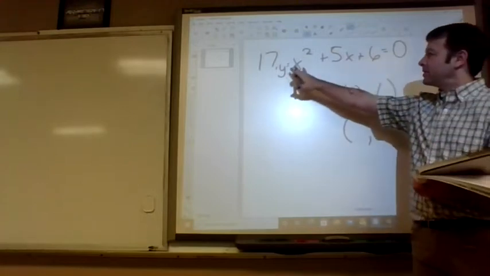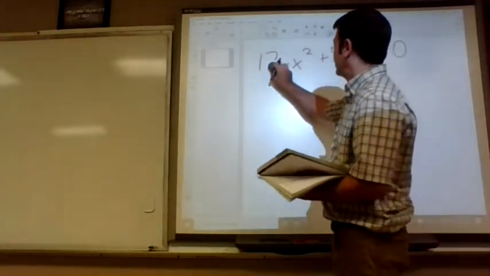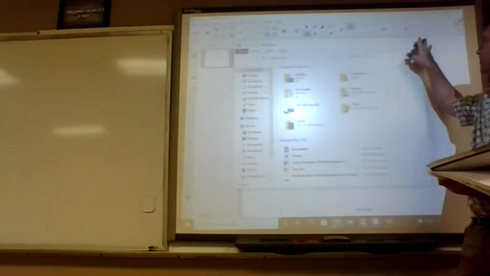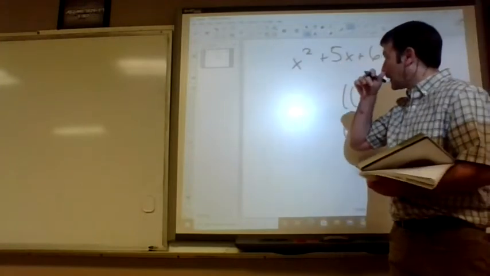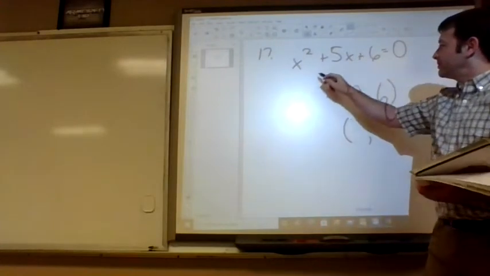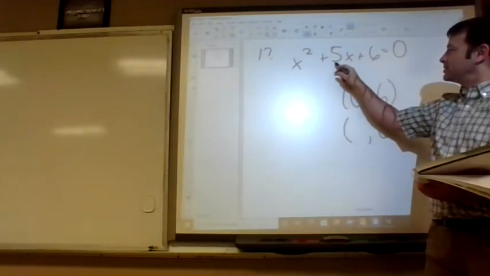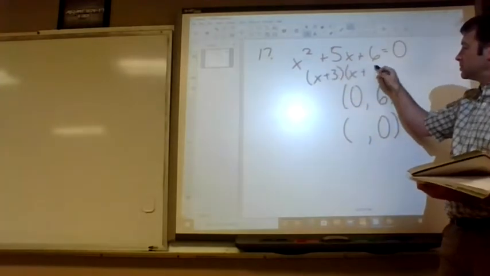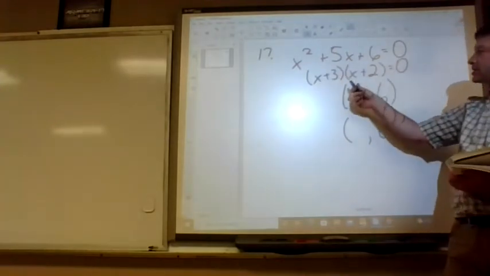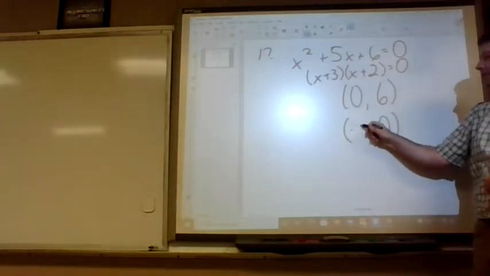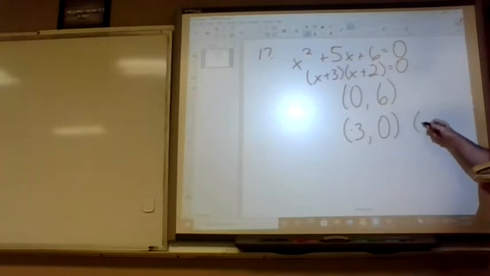How can we solve this right here? Let me erase that. What's the easiest way to solve this? Factoring. What goes into 6 that adds up to 5? So what could x be in this case to make these factors 0? Negative 3 or negative 2. So we kind of have two answers here, negative 3 and negative 2.